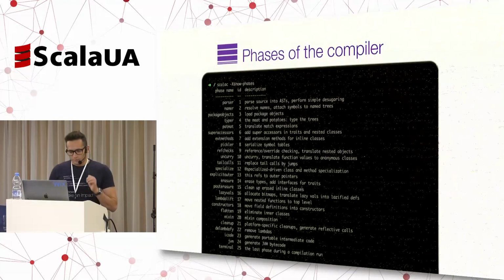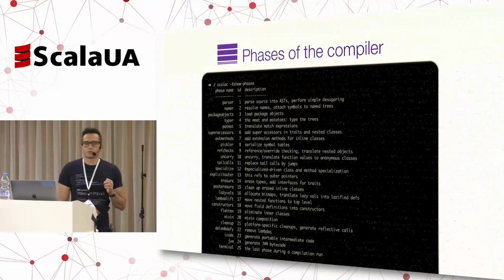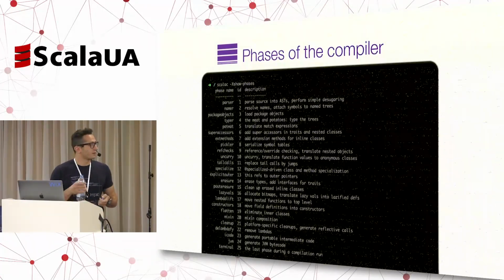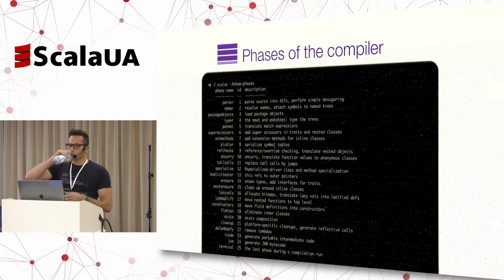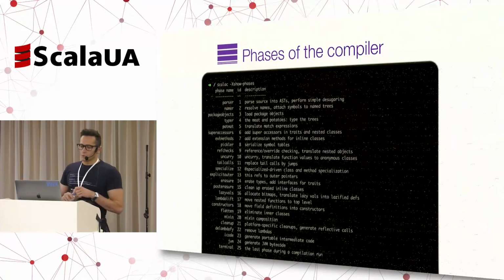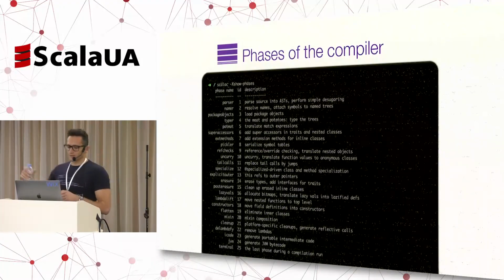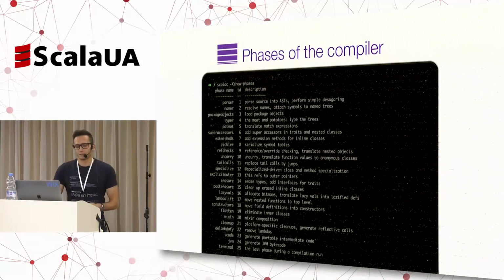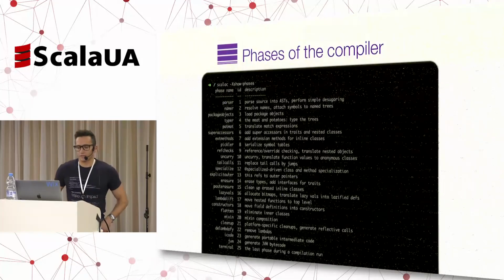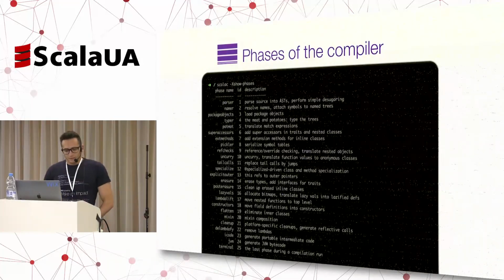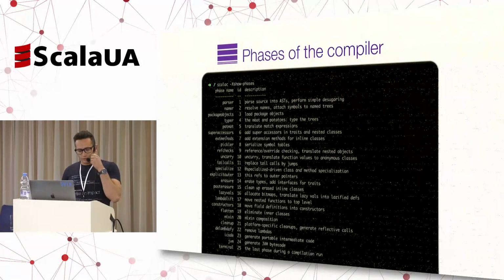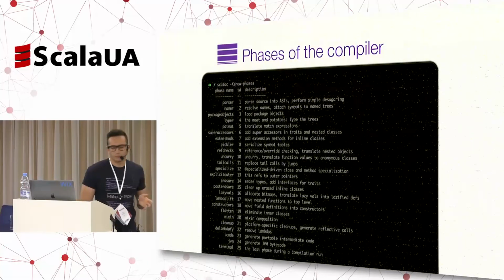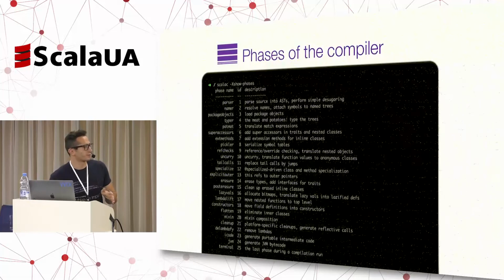I would just like to go over 3 or 4 of those that will be relevant to the future examples we're going to see in this lecture. We're going to start with the parser, which parses your source code into ASTs, abstract syntax trees. The typer, which adds types to your code. Superaccessors, which add super accessors to traits and nested classes. Uncurry, which can translate function values to anonymous classes. Lazyvals and constructors, which can move field definitions into constructors. And finally, number 24, jvm, where your bytecode is actually being produced.